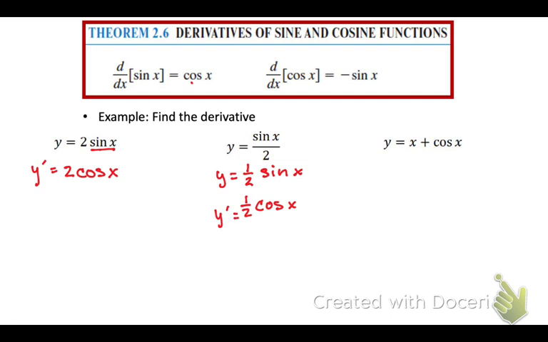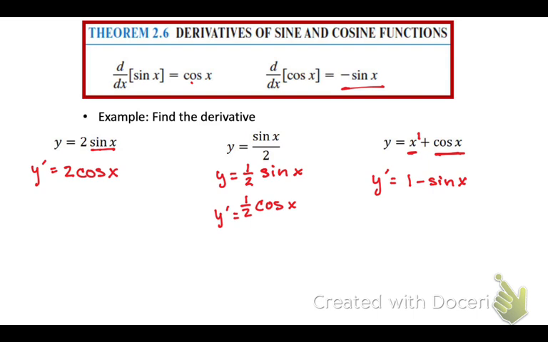So the same rule applies here. We take the derivative of x, and we take the derivative of cosine. The derivative of x is 1. And then the derivative of cosine is minus sine of x. And every year I get somebody going, but why? Because that's the rule. Why is the derivative of cosine negative sine? It's because that's the rule I gave you.